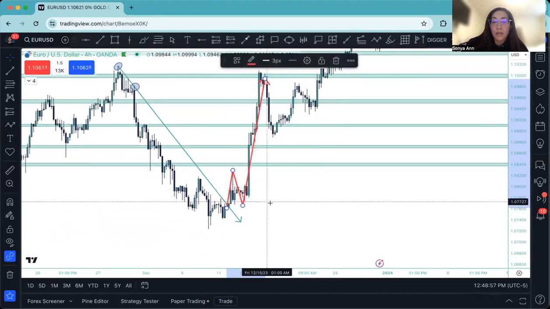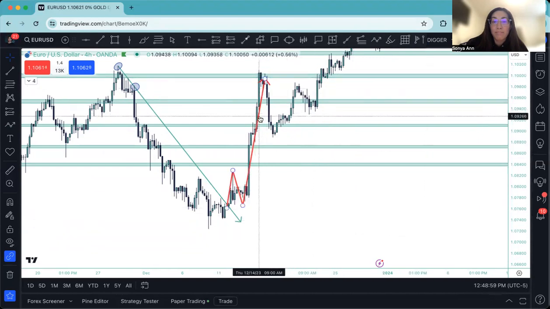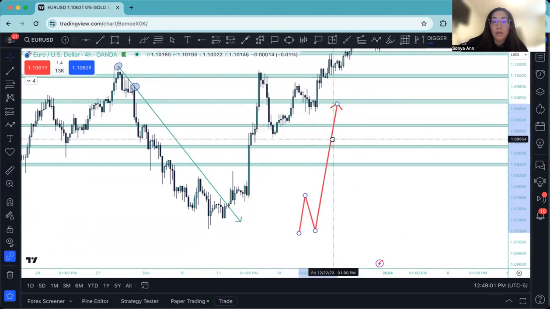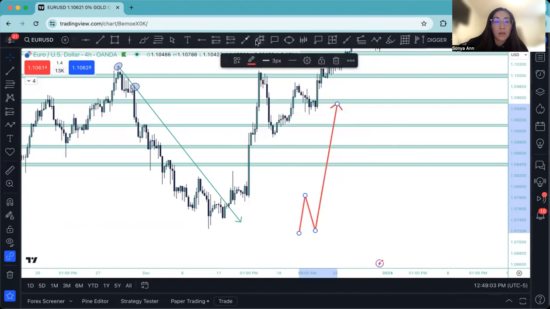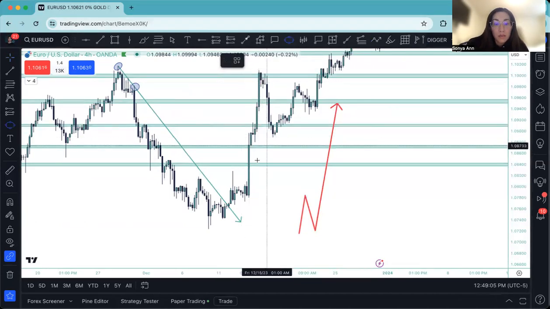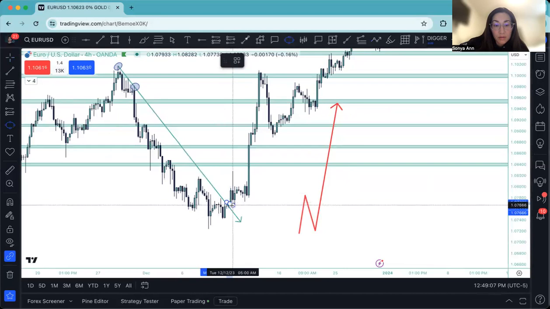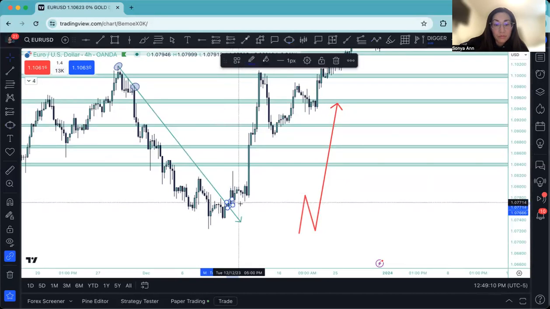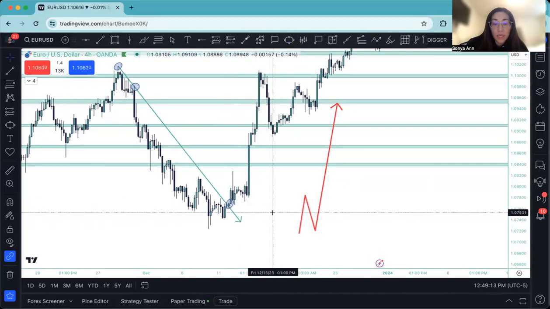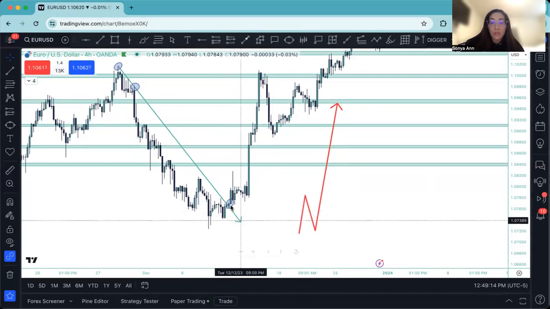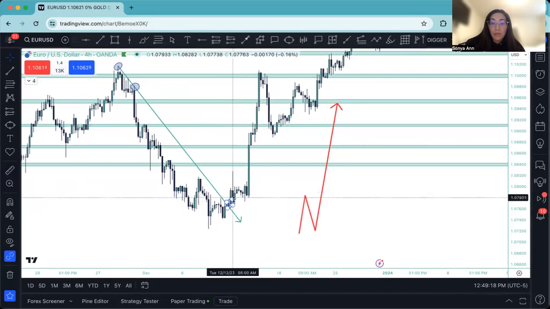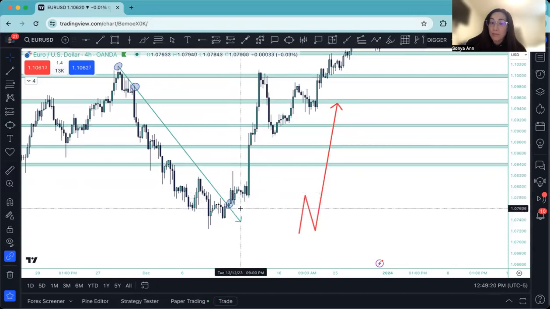It broke right there. So it broke right here. You see that candle right there? It broke out of this trend line. It closed. It went up. It retested it, which means it came back down to retest and build the market structure, and then it shot up.